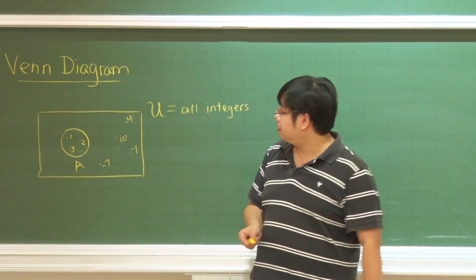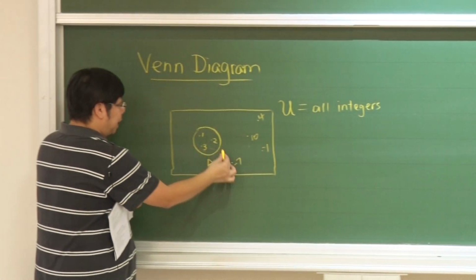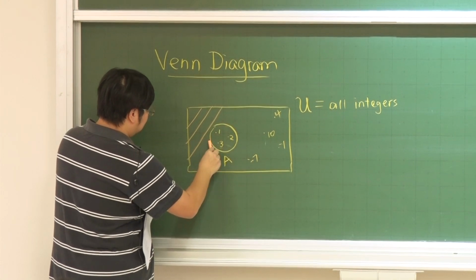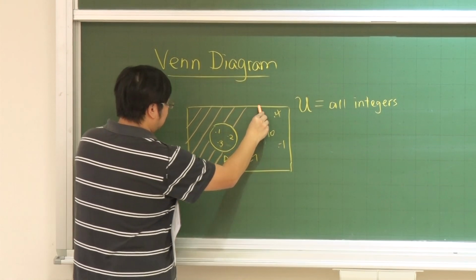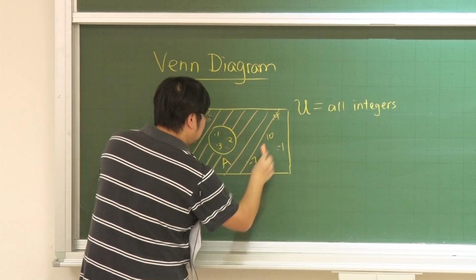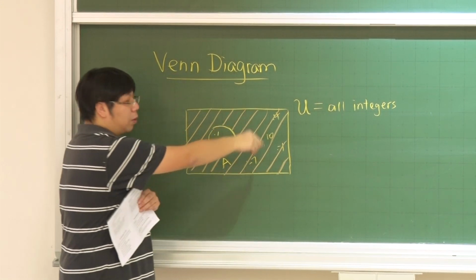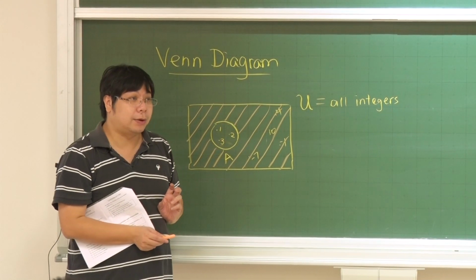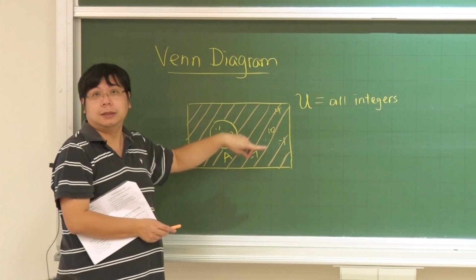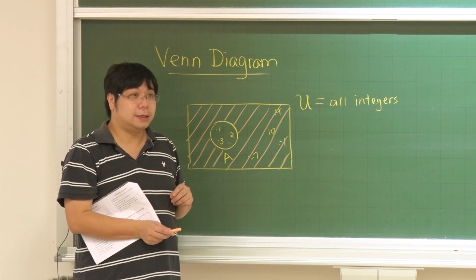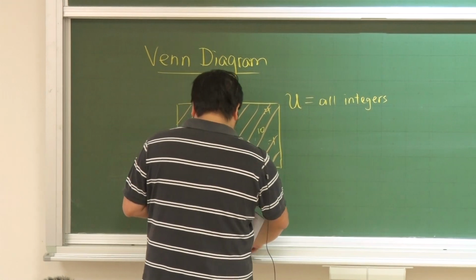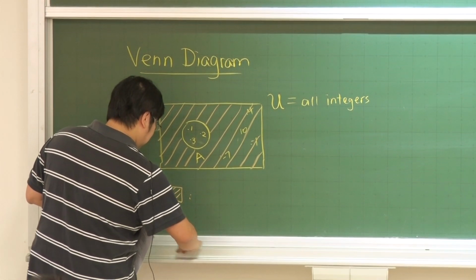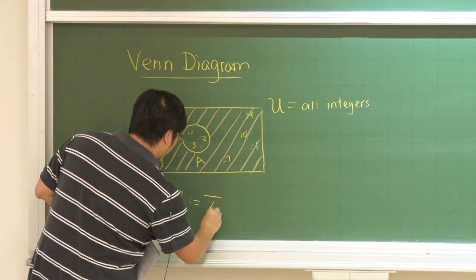Now, if this part represents A, then we can use this orange color to shade this part. So the orange part will be what? It will contain all the items that are exactly not in A. Am I correct? So in this sense, the shaded part will be the complement of A. Is that okay? Good. So the shaded area is equal to the complement of A.